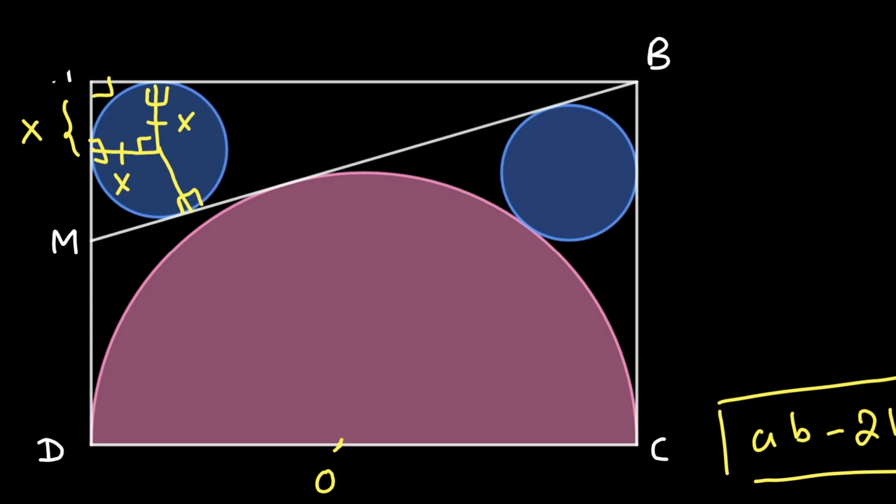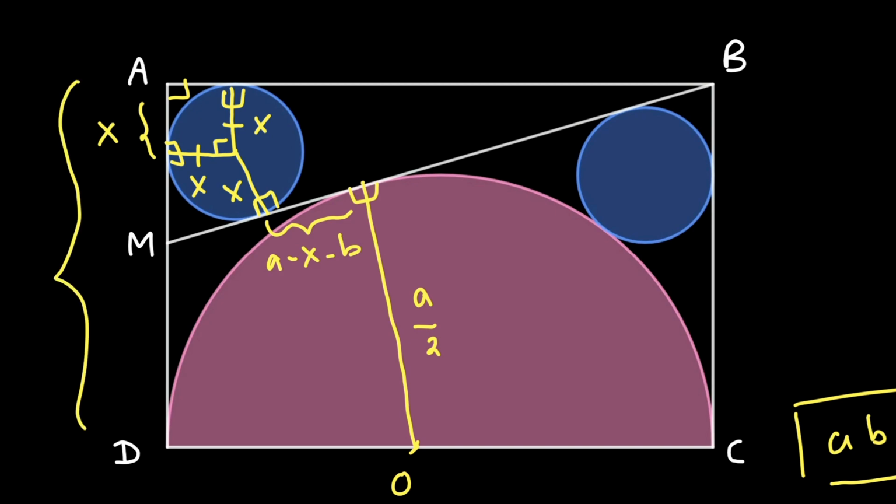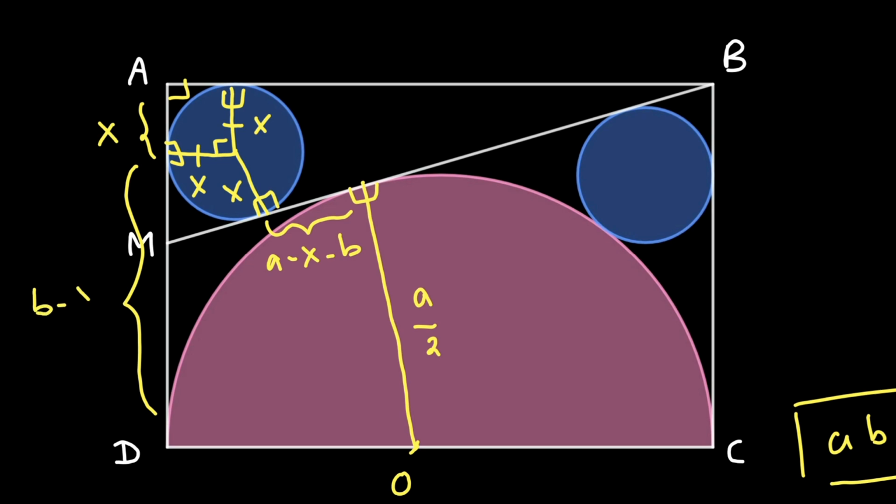So let me just draw the radius for this tangent point in the semicircle, and as we have just seen, the distance between these two would be a minus x minus b. The length from here to here is the radius of this blue circle, having a length x. The length from A to D is the breadth of this rectangle, having a value b. This much length is equal to x. Therefore the remaining distance, from this perpendicular to this point D, would be longer minus the shorter, and that is going to be b minus x.